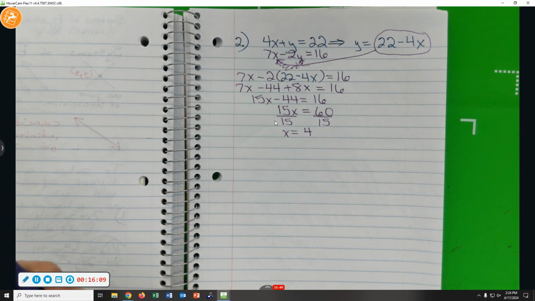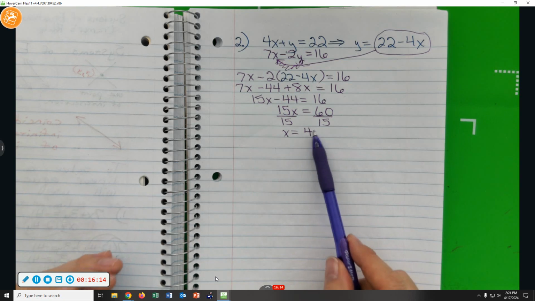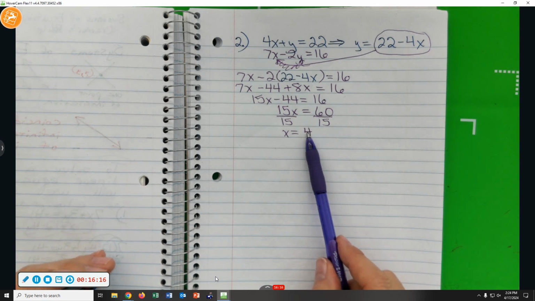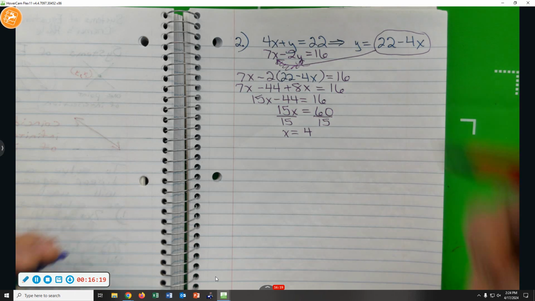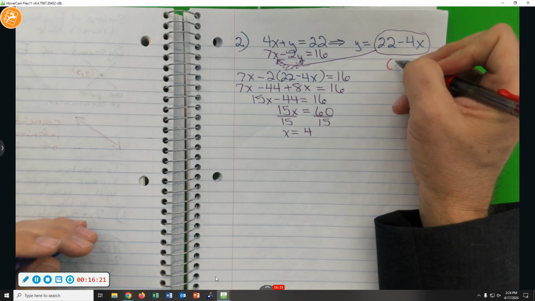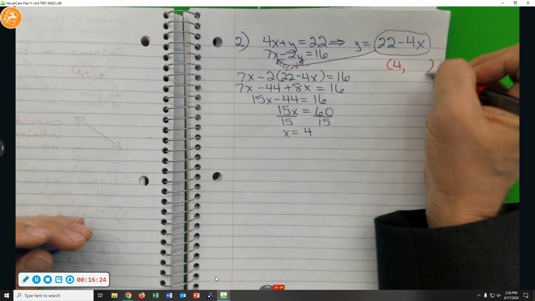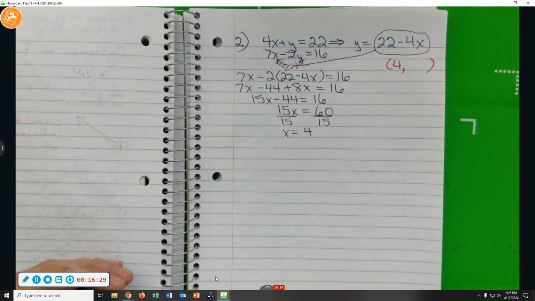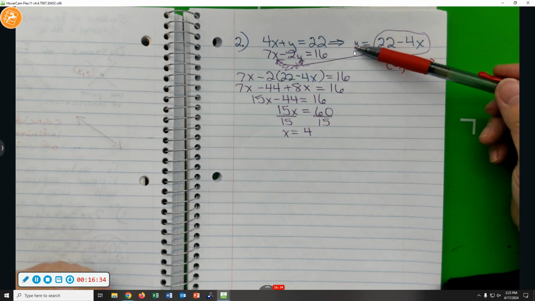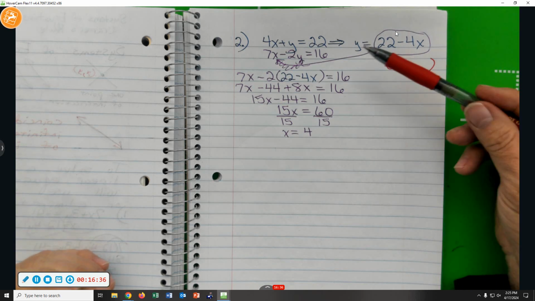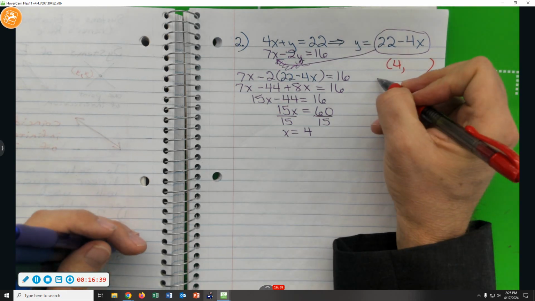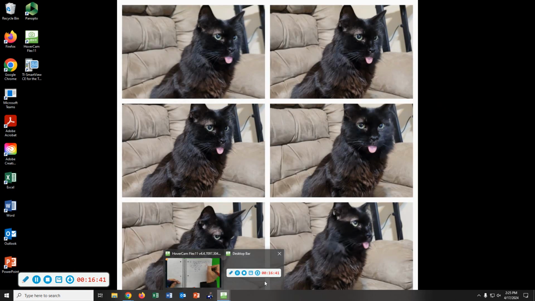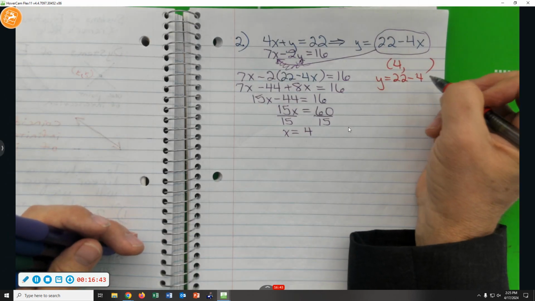That means that these lines are going to intersect in one point of intersection where the x value is equal to 4. So we're going to have an ordered pair. Here's what our answer is going to look like. The x value is 4. How are we going to find the y value? Plug it into the equation that's already isolated for the variable you're trying to solve for. So you have y equals 22 minus 4 times 4.